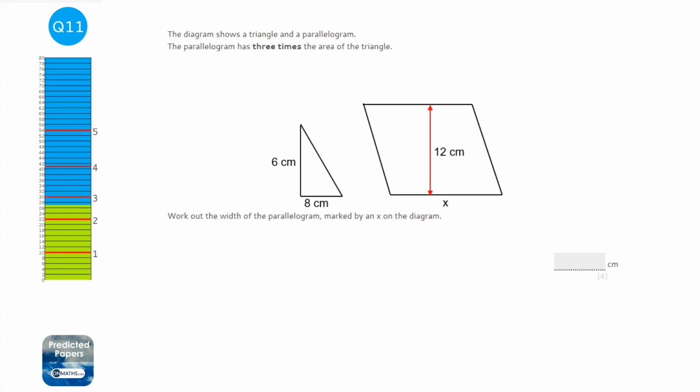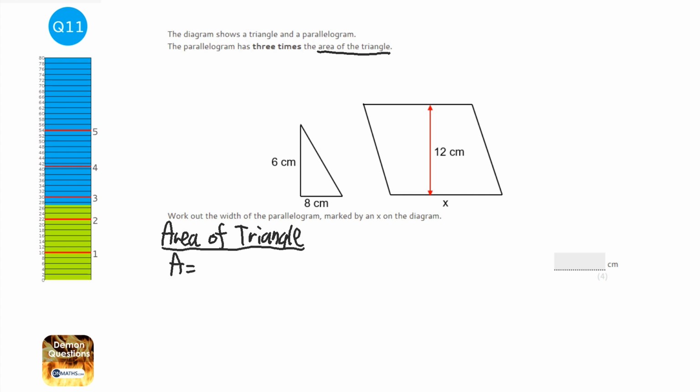Okay, so with this question there are quite a few steps we've got to go through. So it gives us some information about the parallelogram, that the area is 3 times the area of the triangle. So it looks like the place to start is the area of the triangle. So we're going to start off with the area of the triangle, and it's really important for these types of questions to be really clear to the examiner what you're trying to work out.